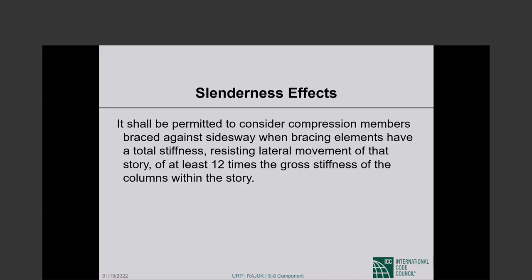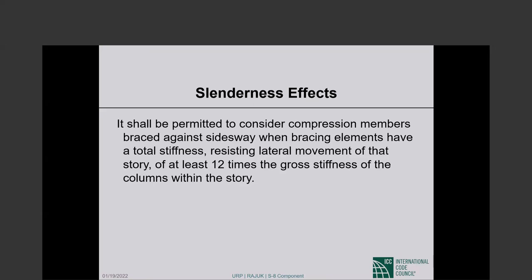So in the direction that you are considering, let us say in the story of which the column is a part, you have 6 shear walls running in the direction of analysis, and there are 36 columns. If the total stiffness of the 6 shear walls, you know stiffness, is more than 12 times the total stiffness of the 36 columns, then you have a braced story.